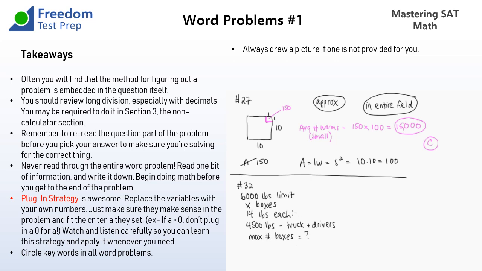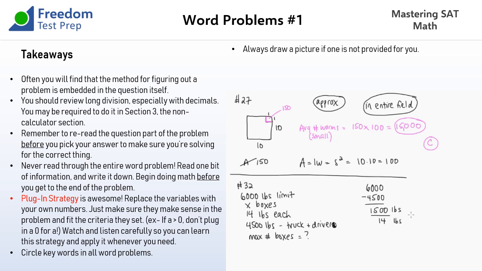Okay, now let's look. We've got a limit of 6,000. Now we're going to start to do some math. We already know that the truck and the driver, should be singular, is 4,500 pounds. So we've already taken up 4,500 pounds. So we can get rid of that. And we have 1,500 pounds left to deal with. Now we know that the boxes are 14 pounds each, and we're trying to find the number of boxes. So if we divide 1,500 pounds by 14 pounds, right?